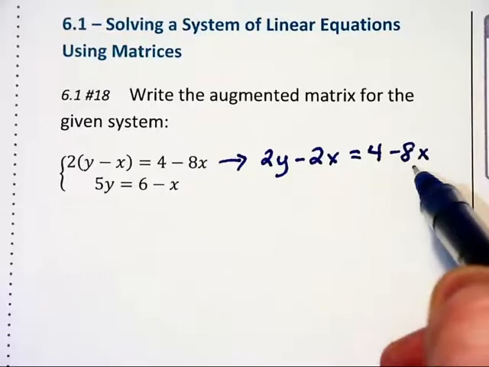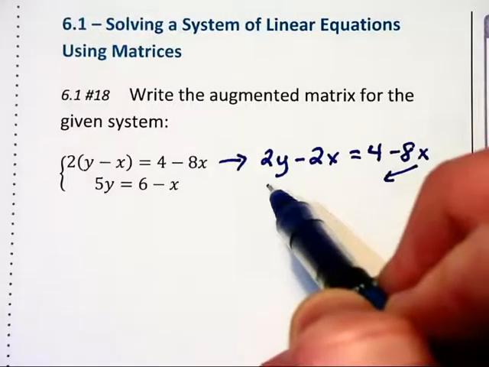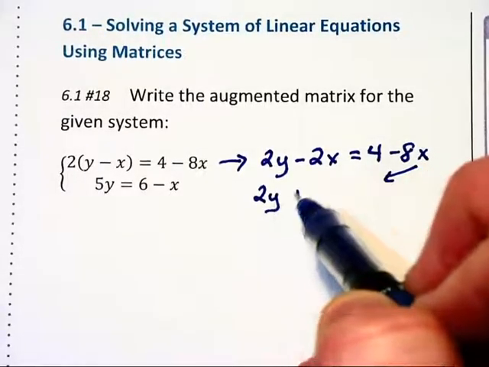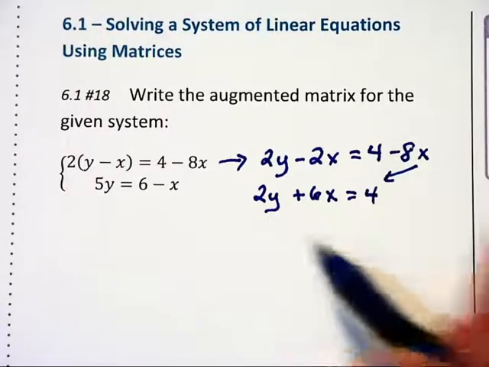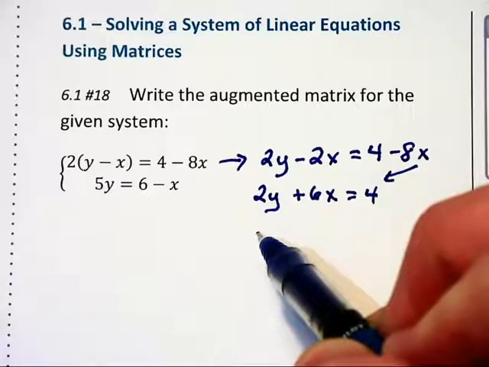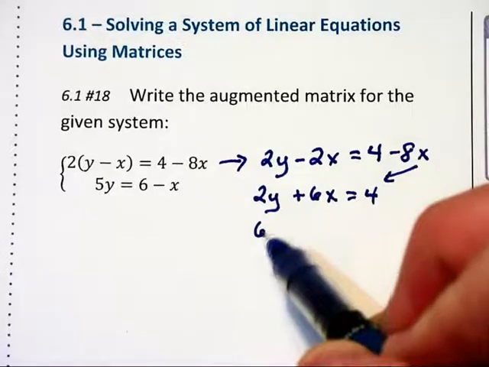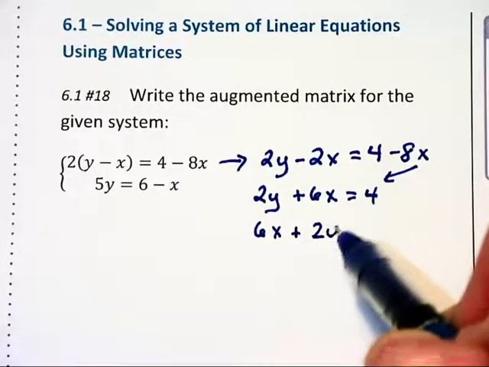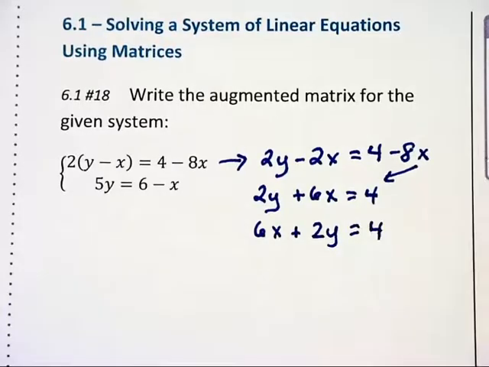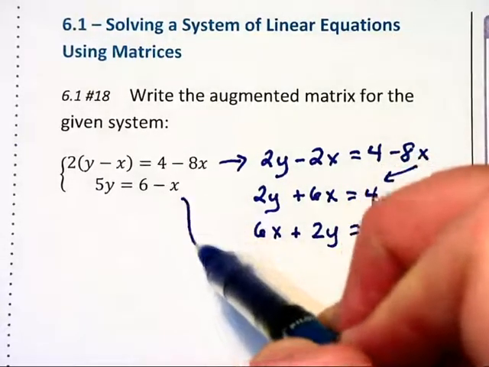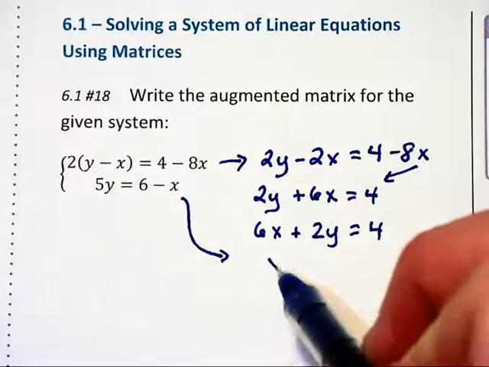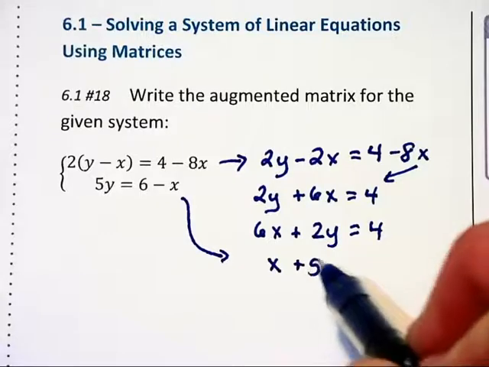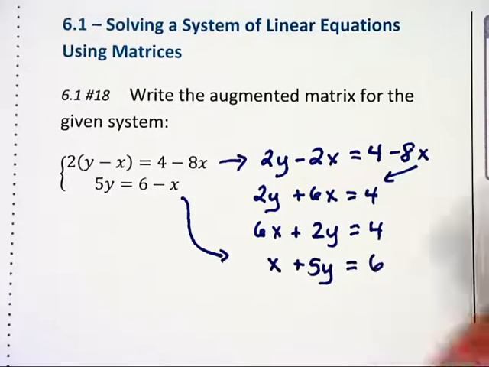And I'm going to add 8x to both sides. That would be 2y plus 6x is equal to 4. But we want our x's written first, so this would be 6x plus 2y equals 4 when that's written in standard form. This second equation, if we add x to the left, we now have x plus 5y equals 6.